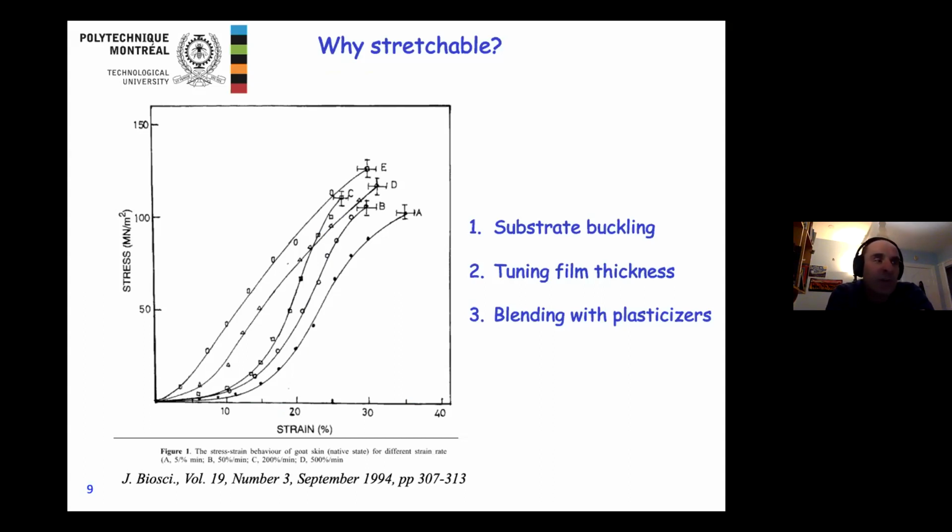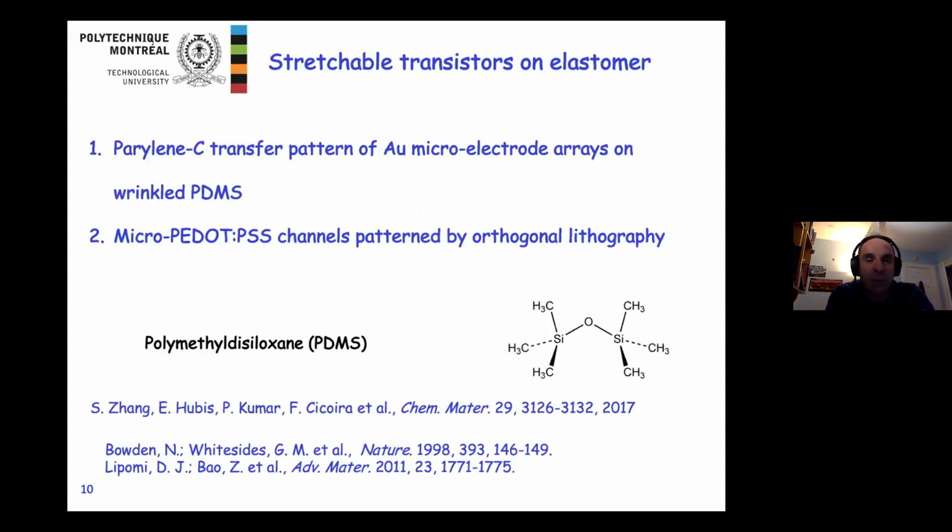So what we would like is to have devices that could be placed on the skin and stretched about the same amount as the skin without undergoing any electrical deterioration. We have achieved these stretchable devices in a few ways, and I will quickly show how we did that. One is substrate buckling. We work essentially on an elastomeric substrate, then tuning the film thickness of the organic semiconductor, and the last approach, which is probably the most interesting, is to blend these materials with other non-conductive materials that can change the mechanical properties.